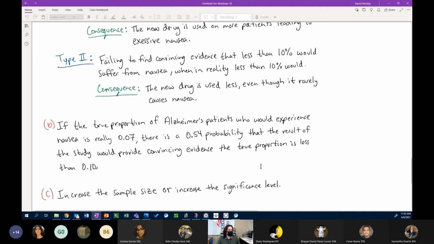Is there any questions? Is there anything I can clarify about type 2 error and power?